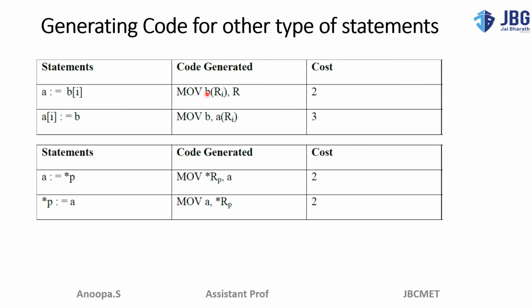Now, for another type of statement, A equal to B of Y, that is, a particular index of the B array that I am assigning to A, the code generated is move B of array comma R and the cost is 2. Now A of A equal to B: move B comma A of array and the cost is 3. Now in the case of A equal to star P: move star RP comma A, cost is 2, and star P equal to A: move A comma star RP and the cost is 2.